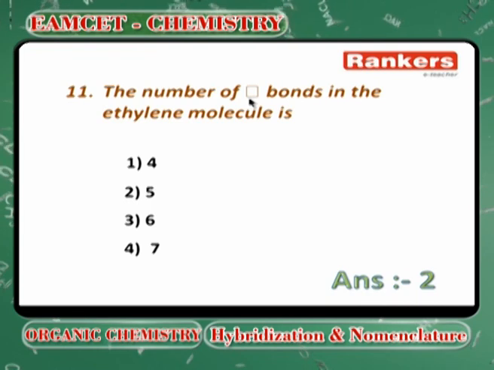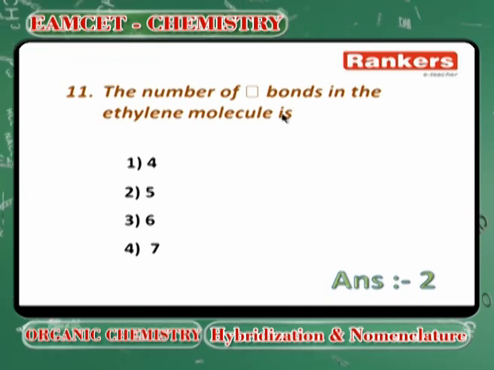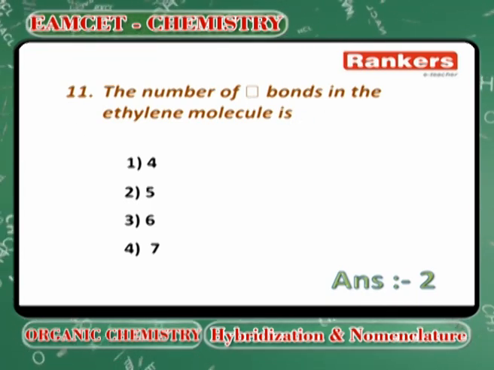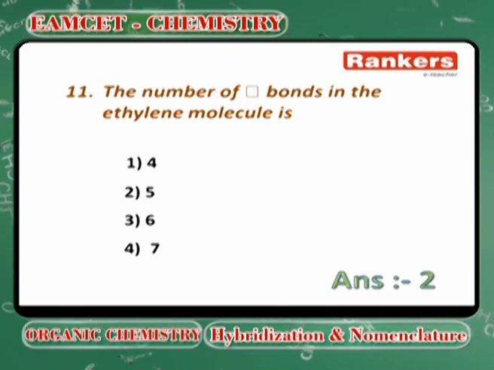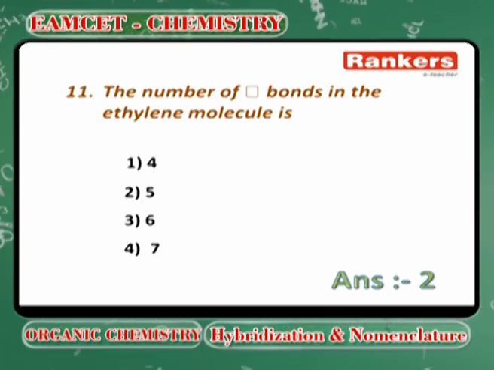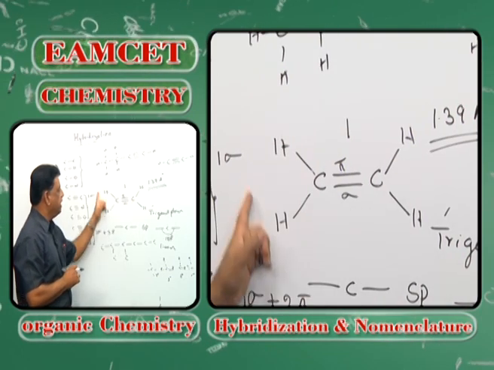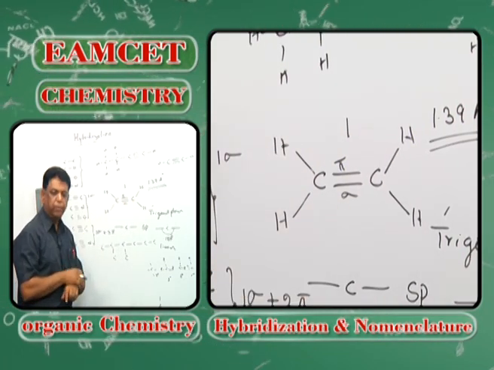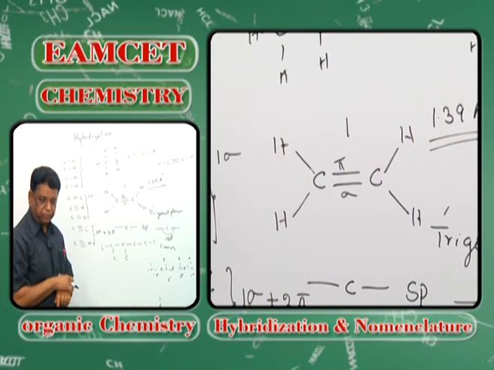Number of pi bonds in the ethylene molecule. So, the number of sigma bonds in ethylene: the middle one is 1 sigma and the 4 sides are 4 sigma. Therefore, there are 5 sigma bonds and 1 pi bond. The answer is 2, therefore.